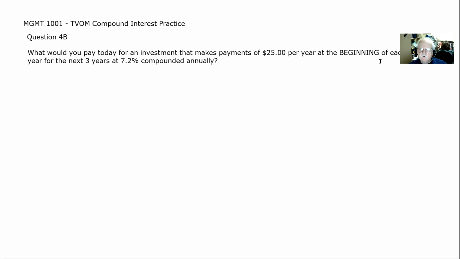And in terms of annuities, when we have the payment at the beginning of the year, it's referred to as an annuity due. So let's make a note of that because it's important to remember that.